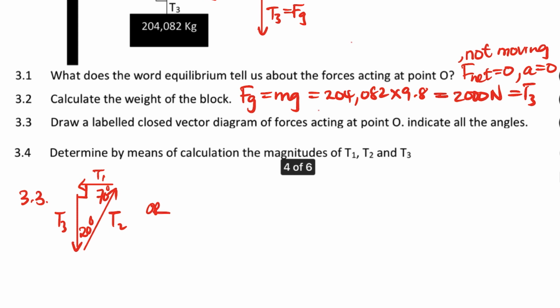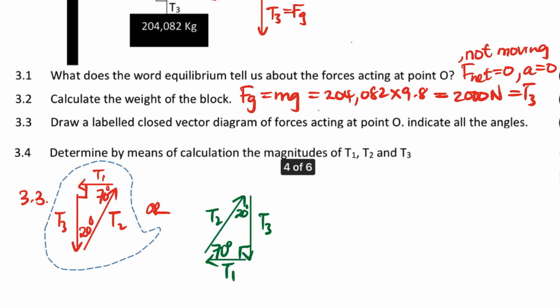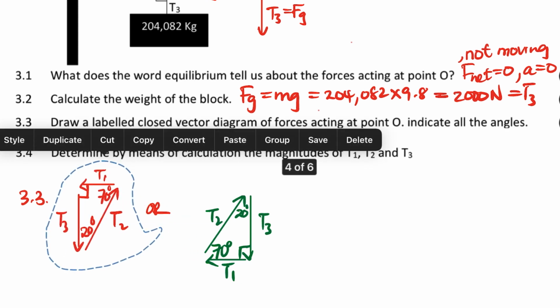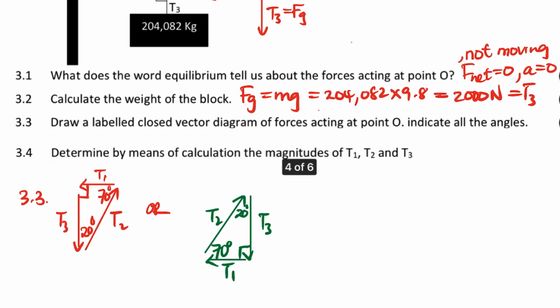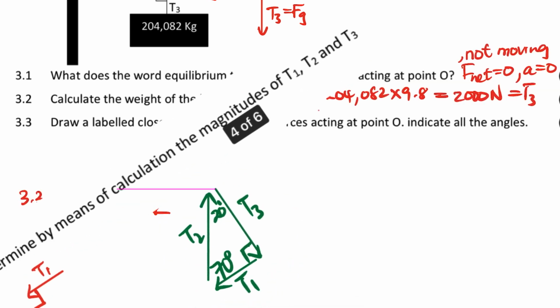Alternatively, we can draw it like this. We'll start with the gravitational force, which is T3, followed by T1, and then the tension T2 there. So we'll have 90 there, and then this will be 20, and this will be 70. If you rotate this one, like this, it is the same.